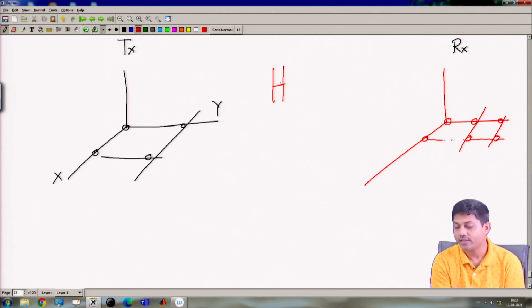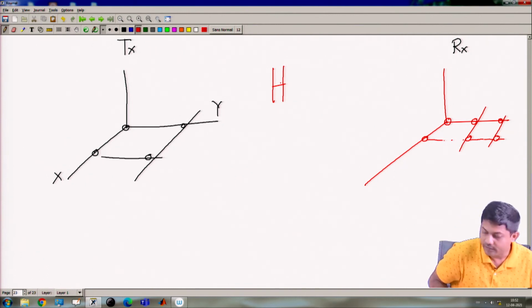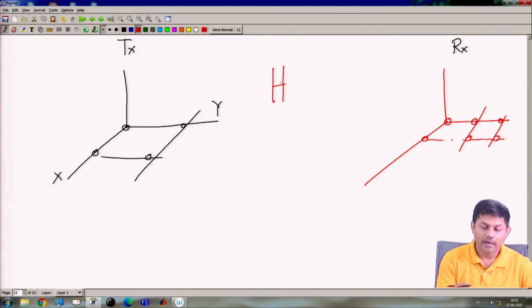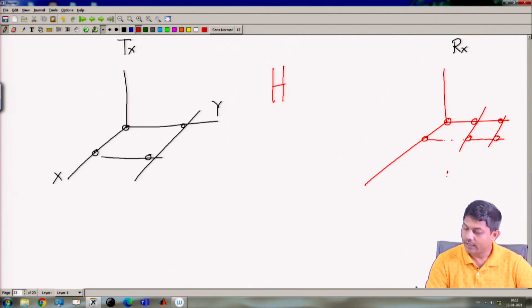So, there may be quiz questions like what is the dimension of such an H. So, this is how physically it will be. It can even be that you put the antennas in another direction as well. What if I put my antennas like this?